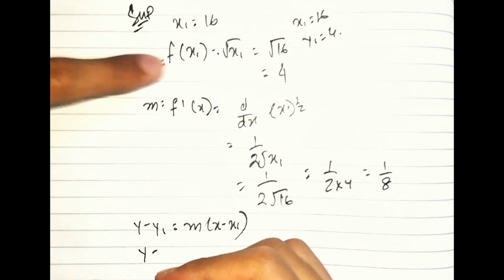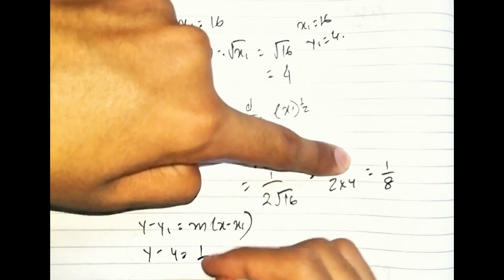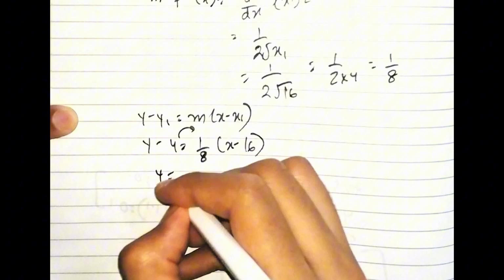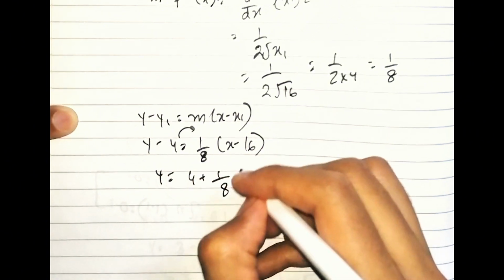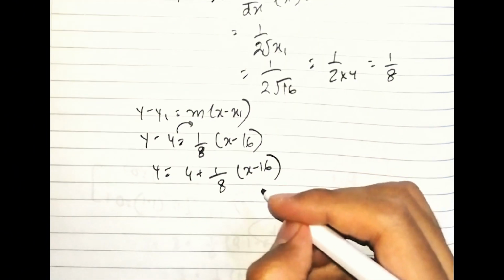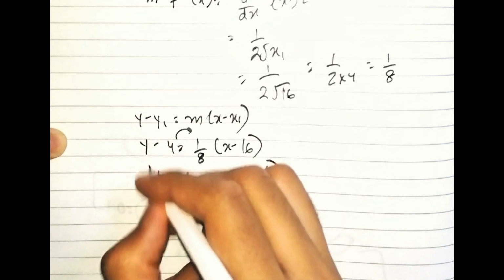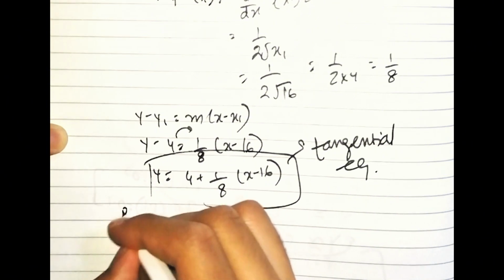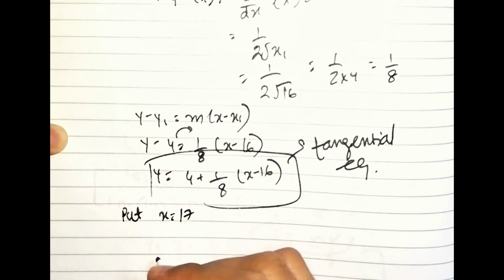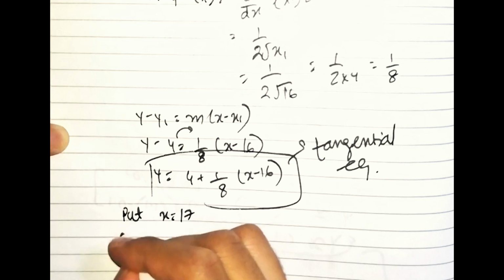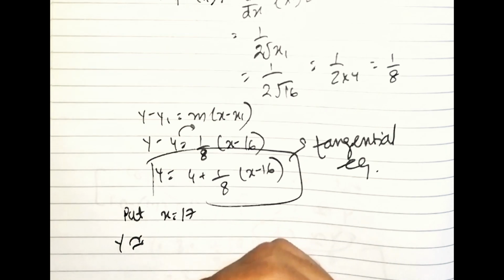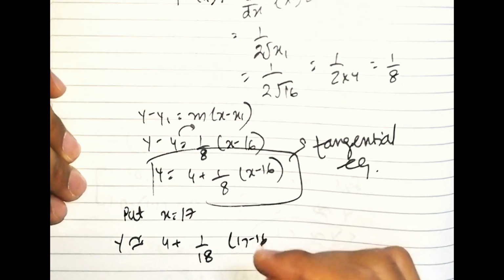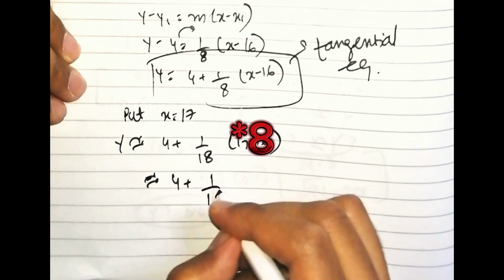So y minus y1, which is 4, equals slope 1 upon 8, times x minus x1, which is 16. So we can move this 4, so y is equal to 4 plus 1 divided by 8 times x minus 16. When the 4 moves to the opposite side of the equation, it will become positive. So this is my tangent equation, and now we can put x as 17 to approximate the value of square root 17. Y is actually the approximate value of square root 17. So 4 plus 1 divided by 8 times 17 minus 16, which will be 4 plus 1 divided by 8 times 1.